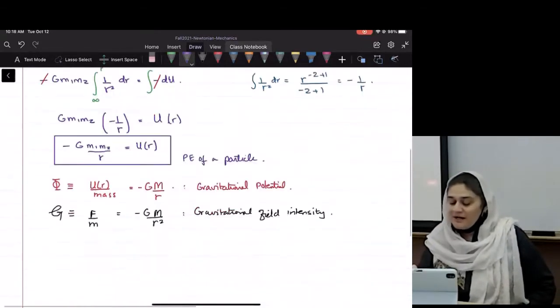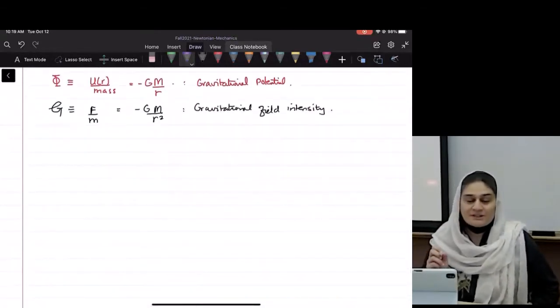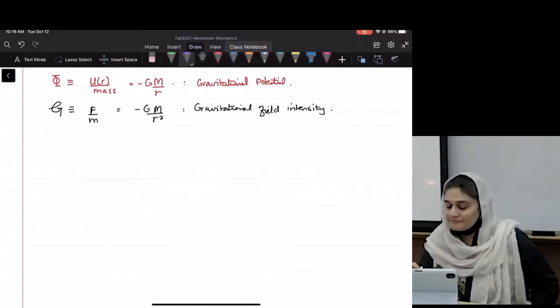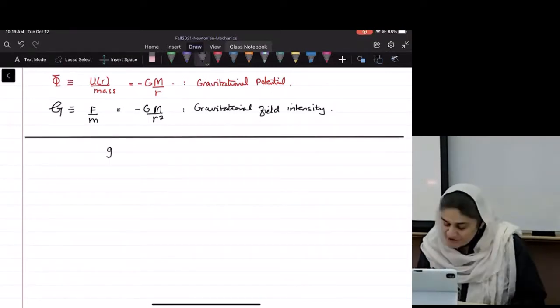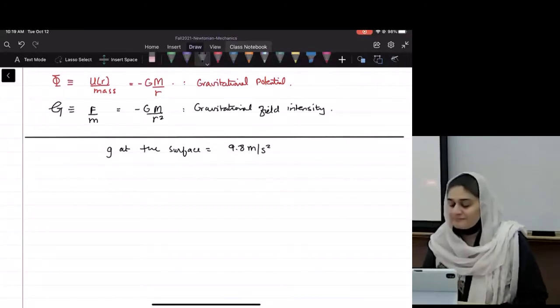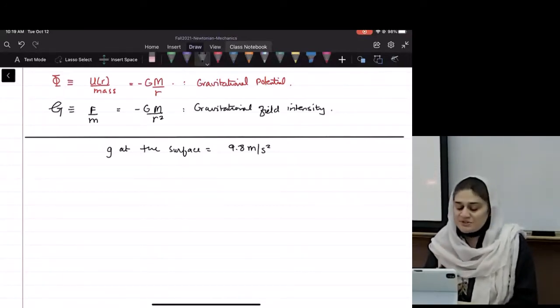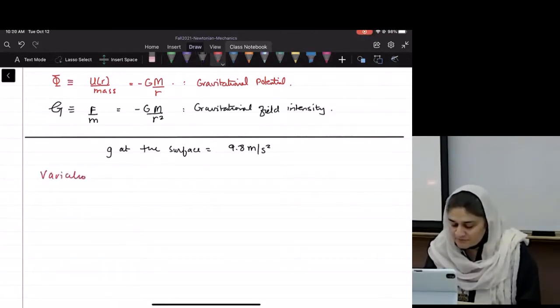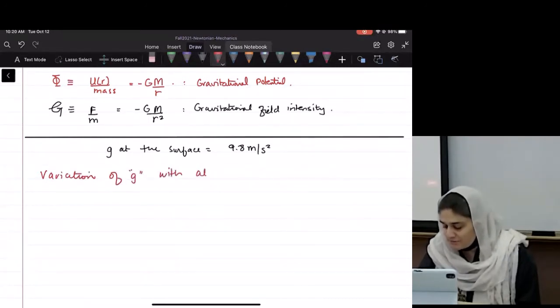surface of the Earth, I want to calculate the gravitational variation if I go up and if I go down. How do I do that? So I know we just calculate g at the surface equals 9.8 meters per second squared. We just did that. Now I want to see what happens if I go up. Variation of g with altitude and with depth.